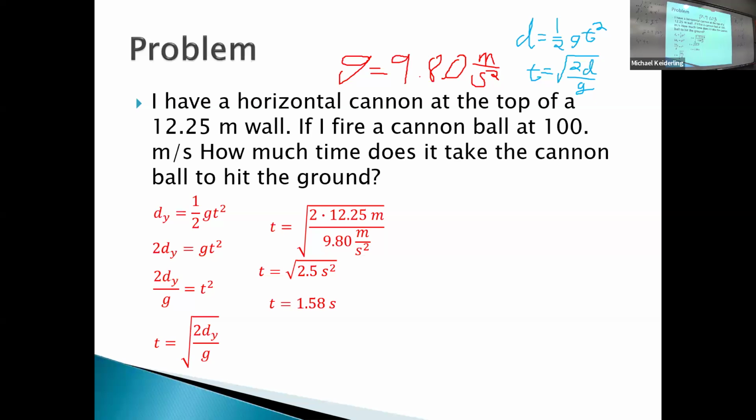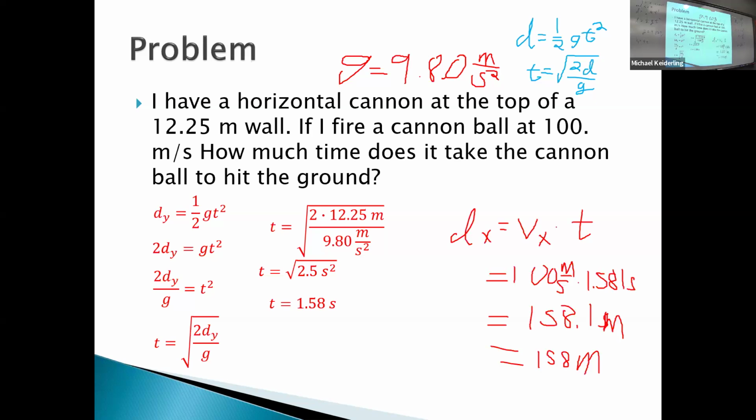And if you want to figure out how far it traveled horizontally in that time, well, we can take the time we just found and multiply it by the horizontal velocity of 100 meters per second. So the distance it travels horizontally is the horizontal velocity times the time. So 100 meters per second times 1.58 seconds means it travels 158 meters.